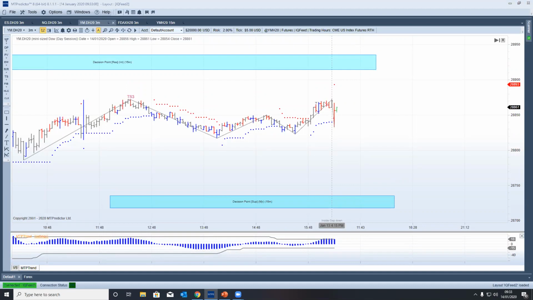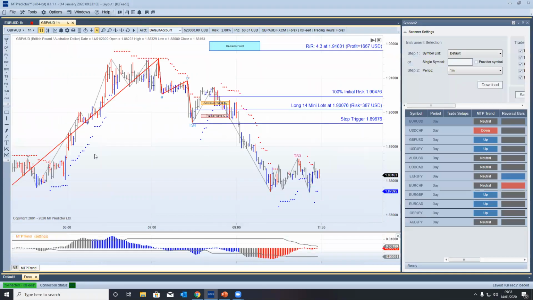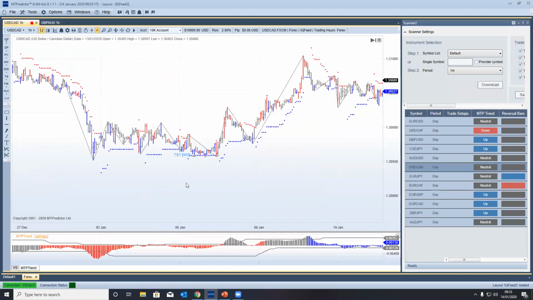Azir said to have a look at the Euro Canadian dollar. Let's have a look at the Euro Canadian dollar. Here's the Euro Canadian dollar on a 60-minute chart.